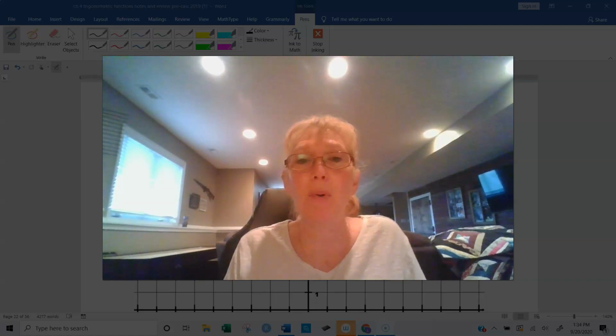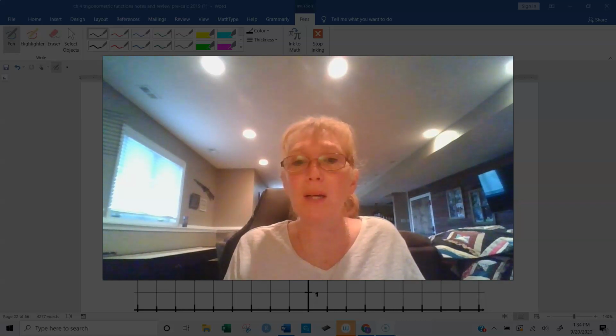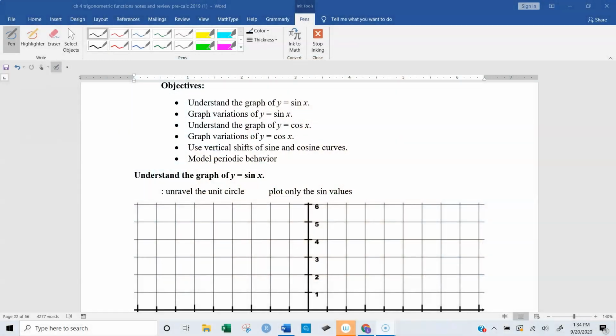Now, I cannot get both of these pictures on my screen, so I need you to have beside you your sine chart that you filled out a couple of sections ago. You had the unit circle where you put in all the values. You will need that beside you so you can look at what your values are to plot them. You'll also need a calculator, and let's go.